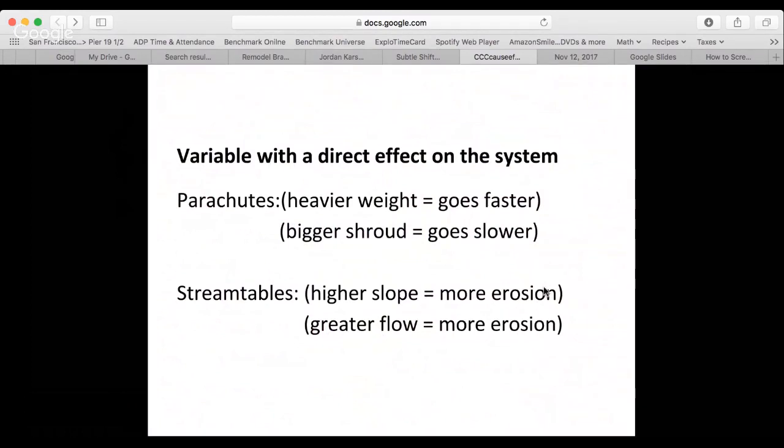I think that this lesson worked particularly well because in any lesson where there are correlated variables, you're going to be looking at a cause and effect relationship. So for example, if the students had been exploring parachutes and testing different parachutes, they could use a cause and effect relationship to see that the heavier weight will cause the parachute to go faster, or a bigger shroud might cause the parachute to go slower.